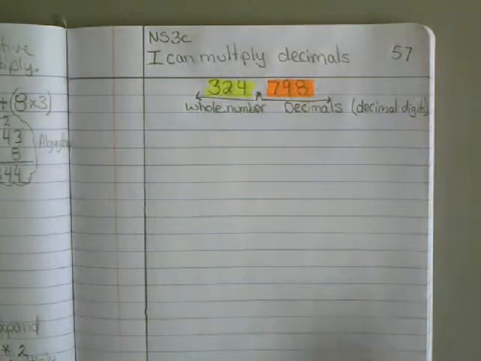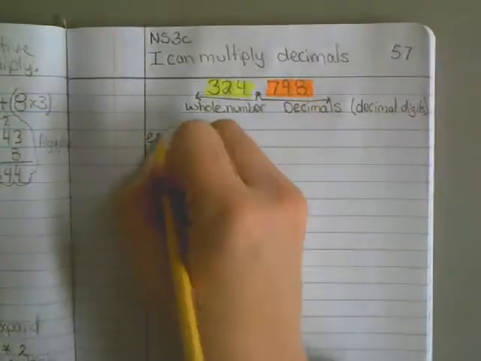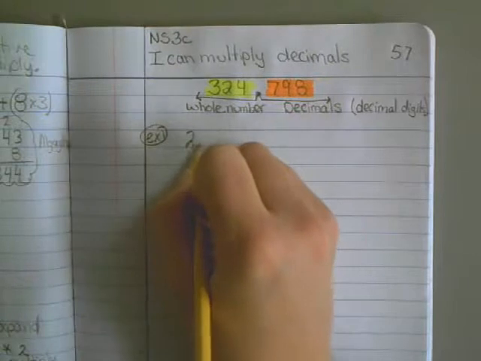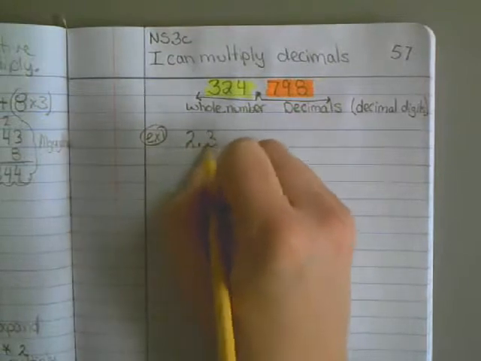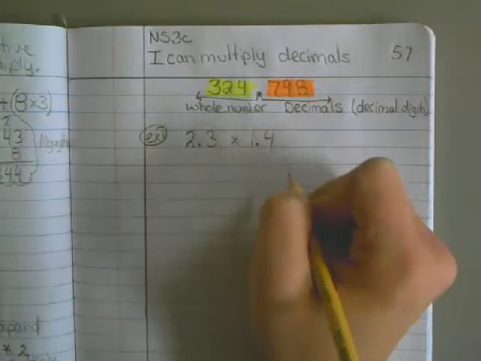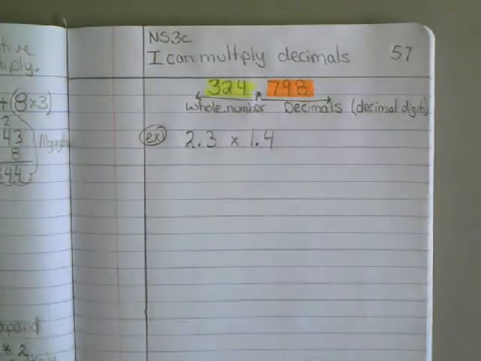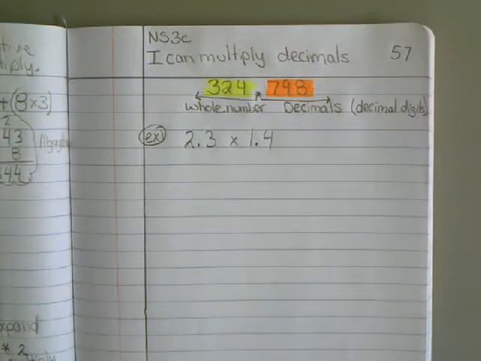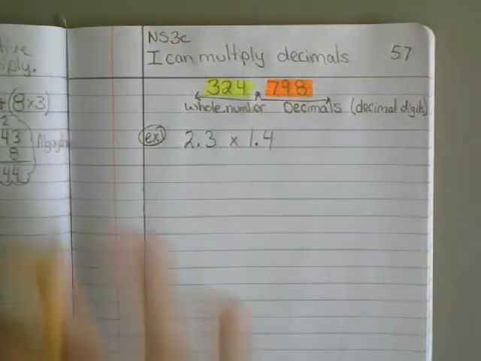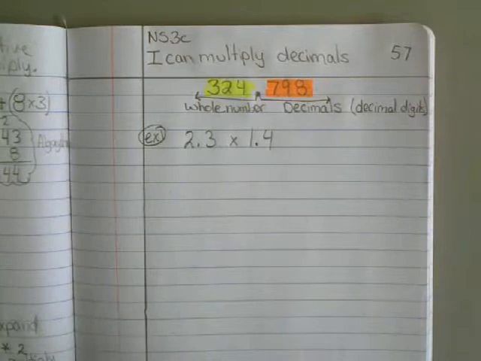Okay, now let's actually look at an example. Let's look at 2 and 3/10 times 1 and 4/10. Okay? We're going to multiply that. And I'm going to show you how to do things 2 ways. I'm going to show you how to use the box method, for those of you who want to continue doing that, and I'm going to show you how to do it with the standard algorithm for those of you who prefer that. Okay, so let's take a look at this with the box method first.